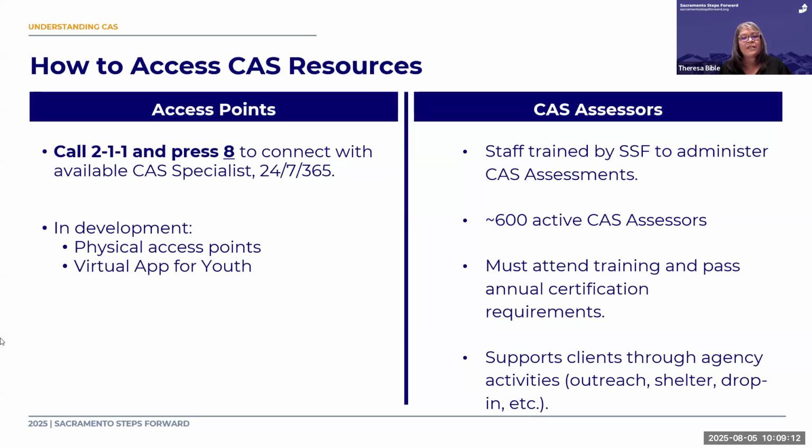So, CAS assessors. This is staff that is trained by SSF. SSF is Sacramento Steps Forward. And we are going to train you how to administer these CAS assessments. Currently, we have about 600 active CAS assessors in Sacramento. And we're hoping to see that number grow because it looks like there's about another 140 people joining today's training. You have to attend this training and pass the annual certification requirements to stay a CAS assessor. And what we expect from the CAS assessors is to be able to support your clients through agency activities such as outreach, shelter, or providing them information on drop-in centers. Next slide.